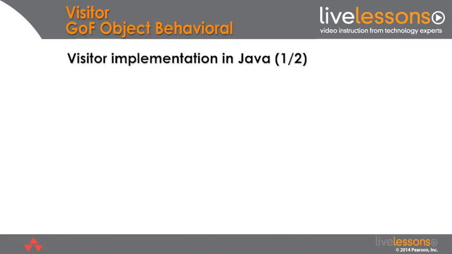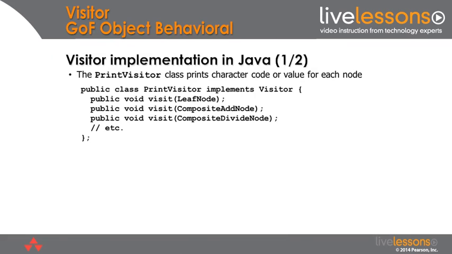So let's talk about how we could actually implement this in Java, and we'll do it a couple different times. We'll first talk about how we could do this for print visitor, and then we'll talk about how we could do it for evaluation visitor, because they're similar in some ways, but they're also different in others. The print visitor class prints out the character code or value for each node in the tree without requiring the use of any downcasting. Here's how it works. We define a print visitor class. It implements the visitor interface and defines implementations of various methods. For every relevant component node subclass, there'll be a corresponding visit method that takes that node as a parameter.